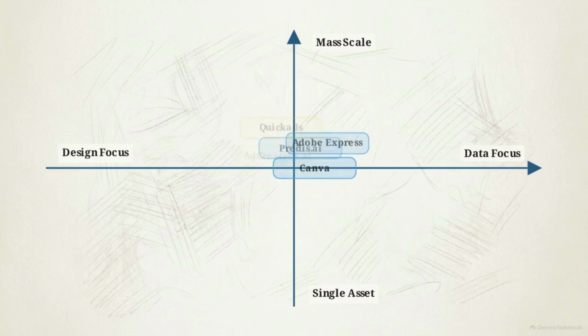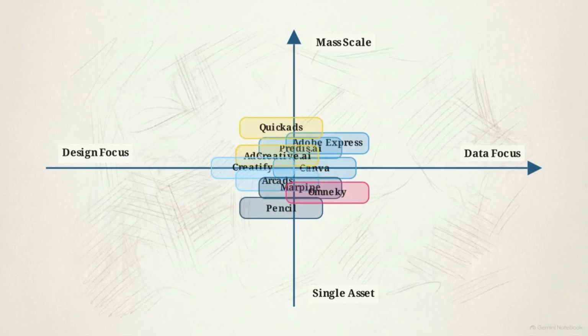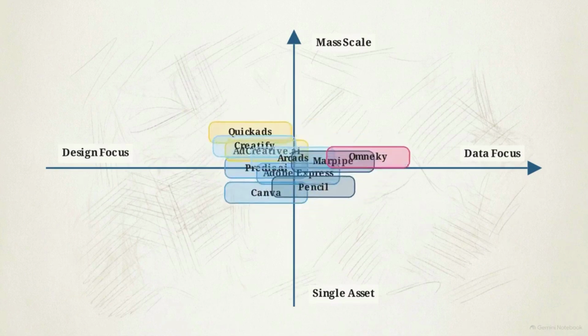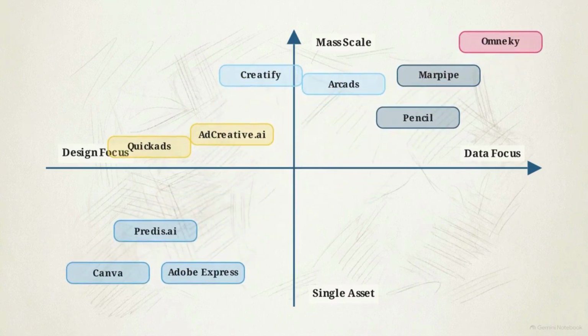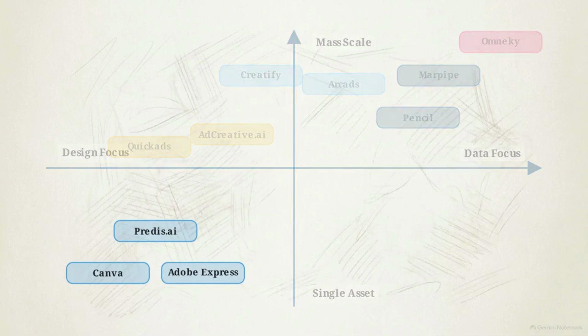We are going to take 10 of the top tools and map them based on two distinct axes: how much they focus on design versus hard data, and whether they are built to generate a single asset or operate at mass scale. As the platforms organize themselves, a clear divide emerges. A platform's value depends on how well it fits your operational scale. Choosing from the wrong quadrant will create immediate bottlenecks in your workflow.